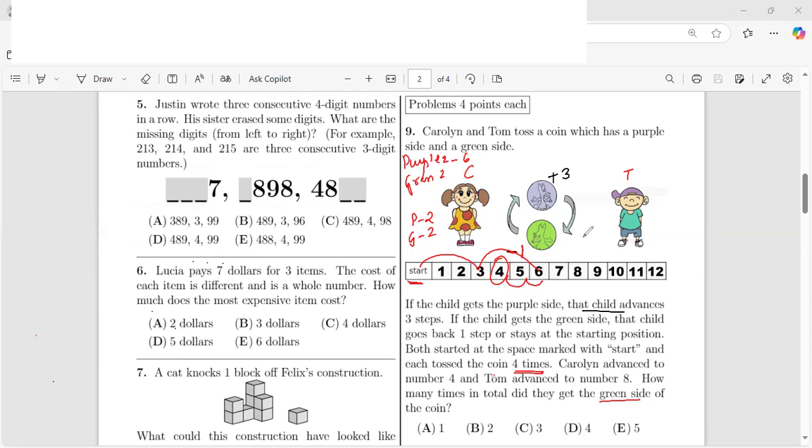In case of Tom, he's on number 8. So Tom will do the purple 3 times. So you go 1, 2, and 3, so it'll go to 9, sorry. And then you do green once, so it'll be -1. So you will reach 8. So the question is, how many times did they get the green side of the coin? So it was 3 times, 2 for Caroline and 1 for Tom. That's how we'll do this question. Let's move on.